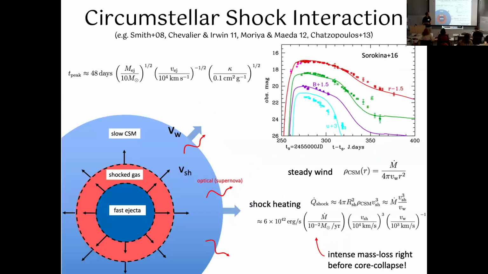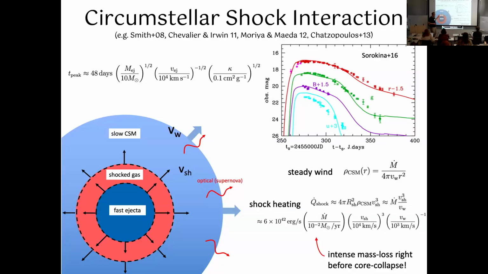The other scenario, which is very popular to explain superluminous supernovae as well as type IIn, is circumstellar shock interaction. So here the picture is that there was some kind of circumstellar medium. The star itself may be compact or may not, but there's some extended circumstellar medium, which you could think of as extending the effective size of the star. As the ejecta goes out, it collides with the circumstellar medium, and that drives a shock into the circumstellar medium, also a reverse shock back through the ejecta.